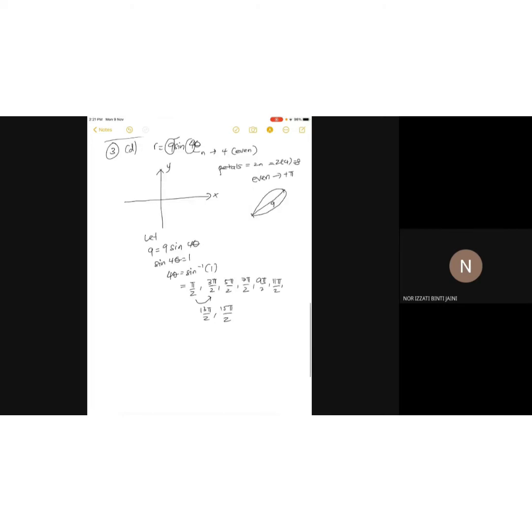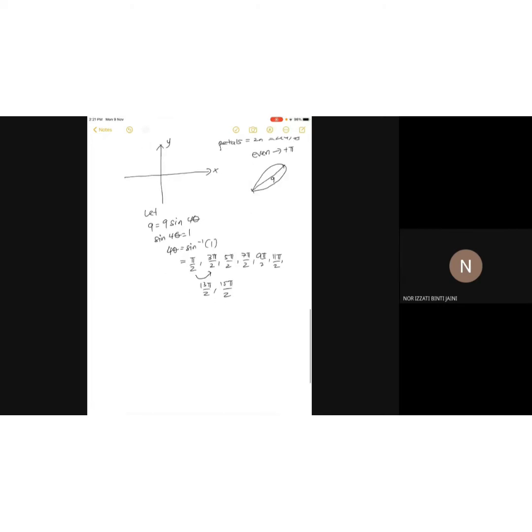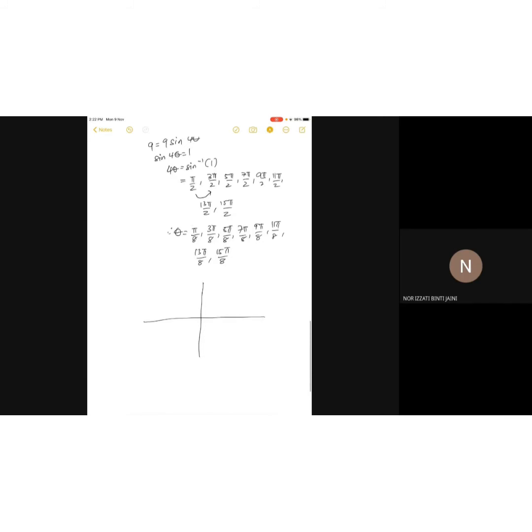Okay, so ada 1, 2, 3, 4, 5, 6, 7, 8. 8 petals cukup. So theta awak akan jadi, semuanya bagi dengan 4, pi per 8, 3 pi per 8. Okay, so bawah boleh lukis. So tukarlah pi tu dalam degree kalau tak tahu di mana kedudukan sebenar. So ini adalah 22.5 degree. So katalah sini 45 firstly.